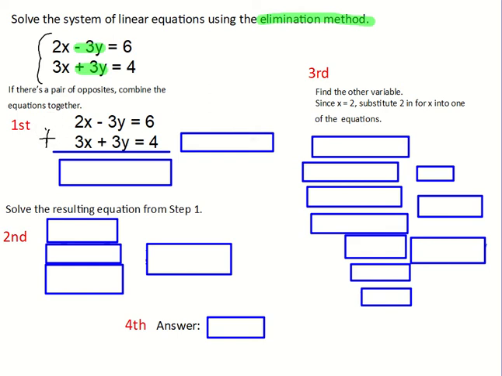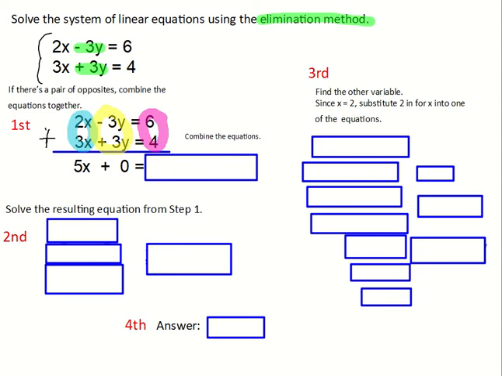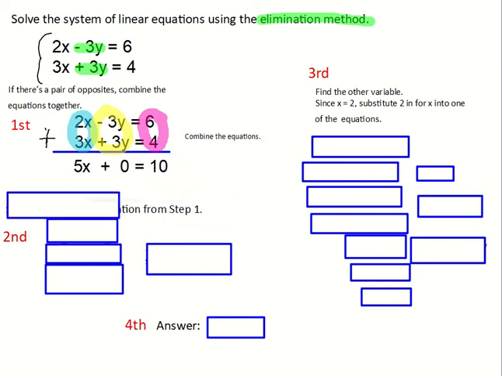So I'm going to go through and do that. I'm going to highlight a little here to show you what's being combined. 2x plus 3x gives us 5x. Move on to the next term, the y's. Negative 3y plus 3y. Those are opposites, so they add up to 0. So I'm going to show you the plus 0 there. Then you have equals, and then combine your constants. They're both positive. You have 6 plus 4 is 10. So there's your 10.